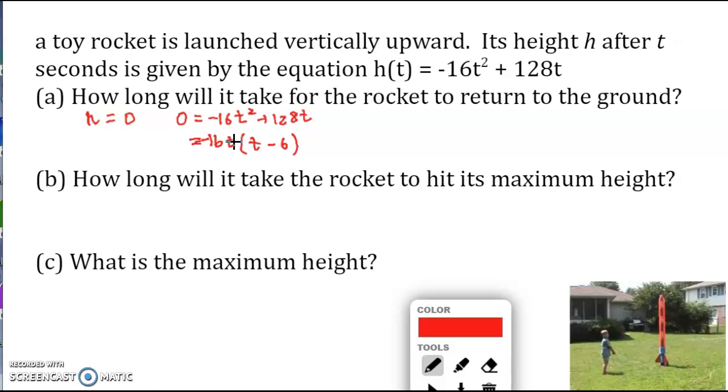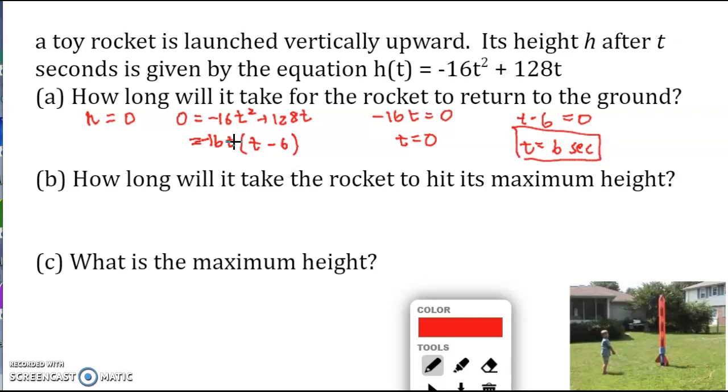That means when the height is 0, either -16t is equal to 0, which means t is equal to 0. That's the beginning of the rocket launch. Or t minus 6 is equal to 0. That means t is equal to 6 seconds. Okay, so I know that in the beginning, at t equals 0, the height was 0 because that's when it was launched, and after 6 seconds it hit the ground again.